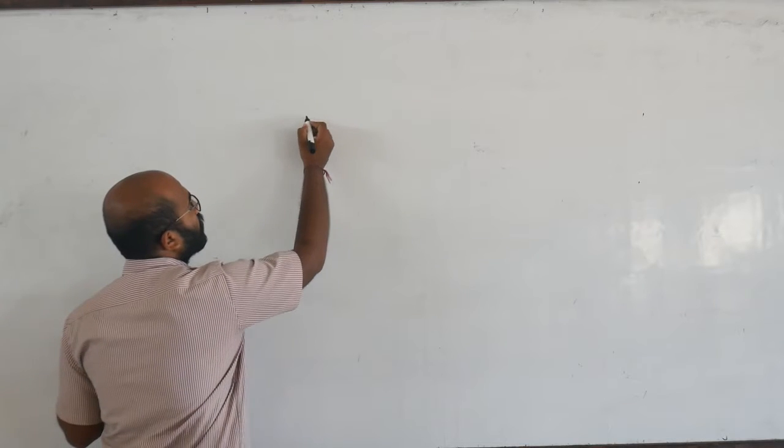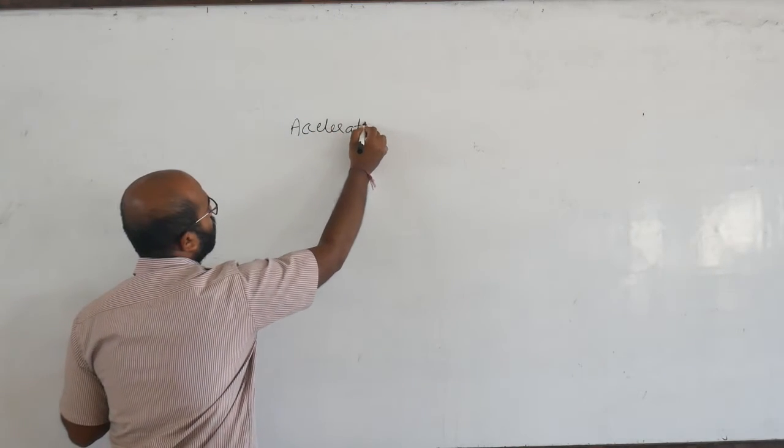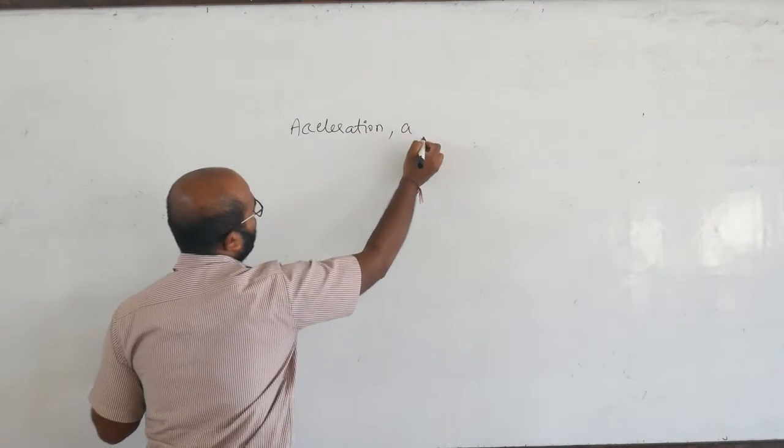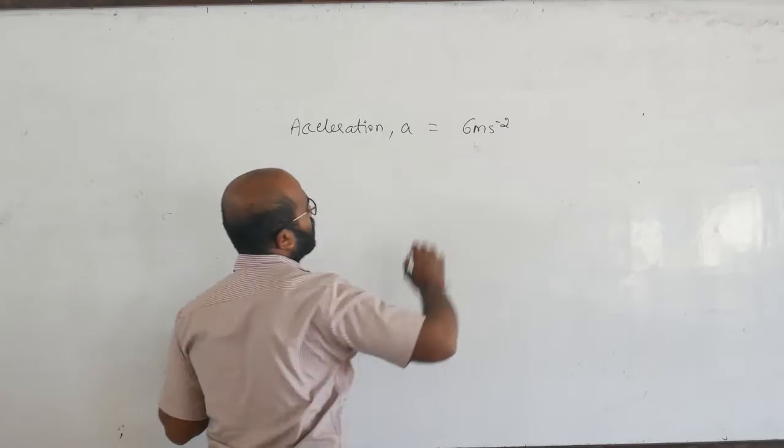So acceleration a is 6 meter per second square.